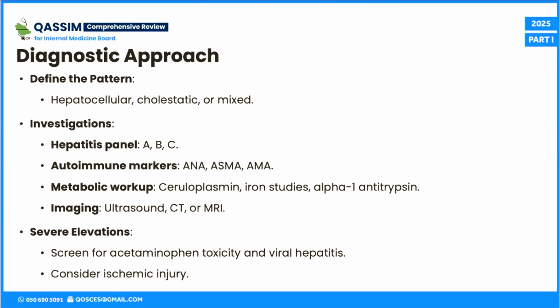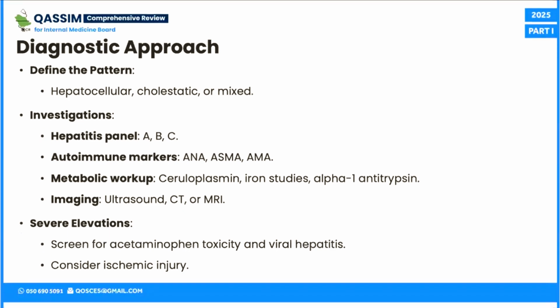In cases of severe elevations, you screen for drug toxicity, like acetaminophen, and you do the viral hepatitis screen, and consider ischemic injury, especially if there is a history suggestive of hypotension, like a patient who had cardiac arrest, who had CPR, or patients who had hypotension during surgery, and then developed high liver enzymes, etc.